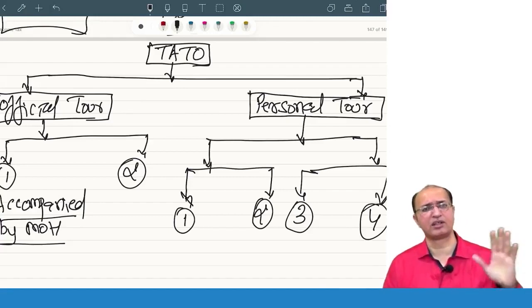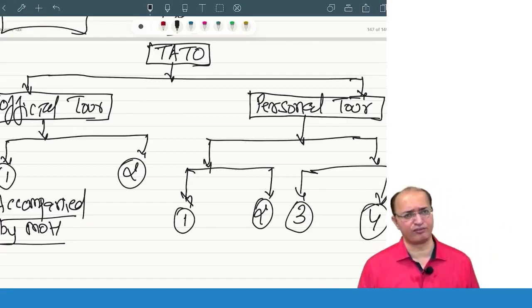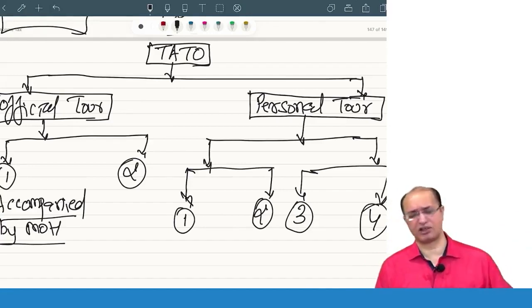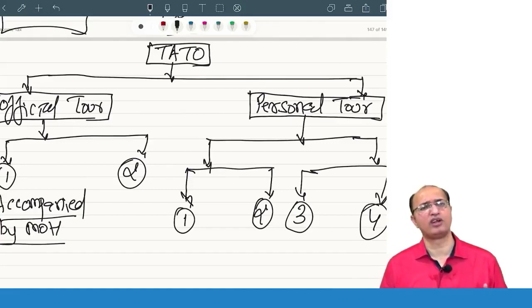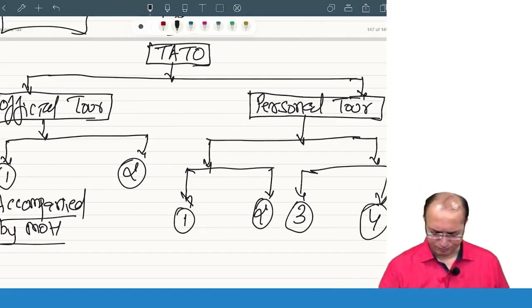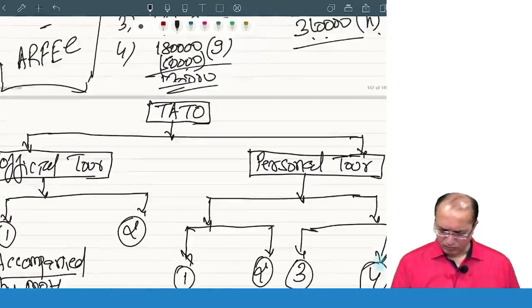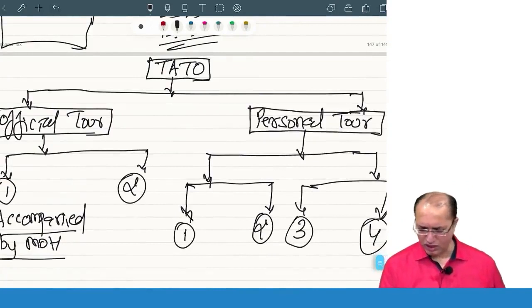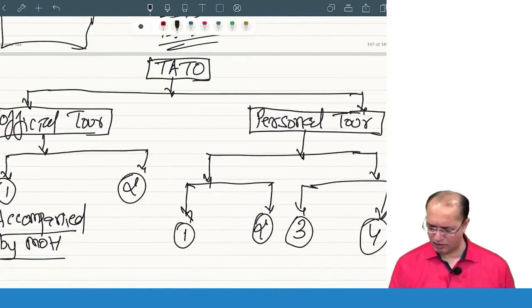For example, they have incurred a cost of 30,000 for my wife. Say for example, they have recovered 10,000. I paid them 10,000 rupees only. So what is my benefit? 20,000 rupees. 20,000 is my benefit. But my wife is on a personal tour. So only the cost relating to my spouse should be taken into account.